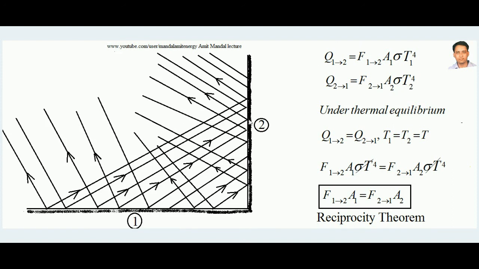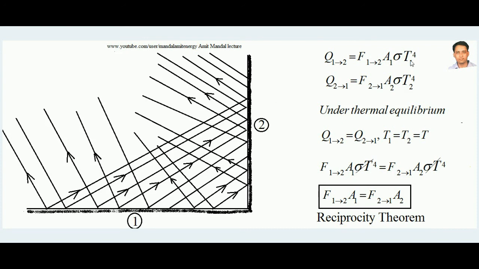Okay. Now in case both the surfaces are in thermal equilibrium, it means what? That the temperatures of the two surfaces are the same. Therefore, we can say that Q₁₂ must be equal to Q₂₁. The amount of heat absorbed by surface 2 emanating from surface 1 must be exactly equal to the amount of radiations absorbed by surface 1 emanating from surface 2. And the temperatures of the two surfaces must be the same because they are in thermal equilibrium.